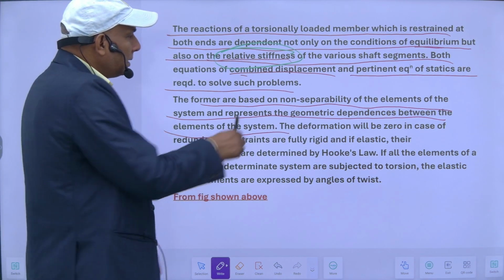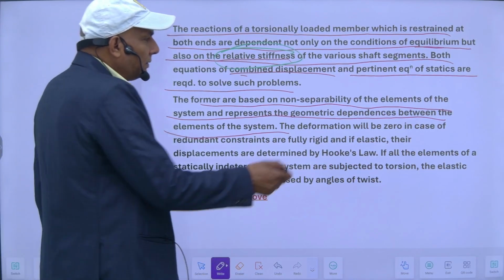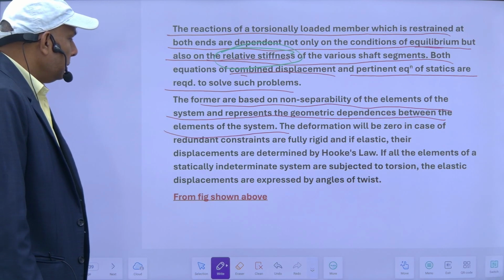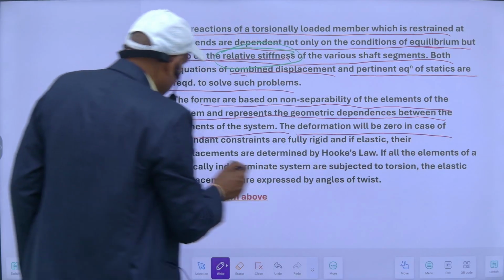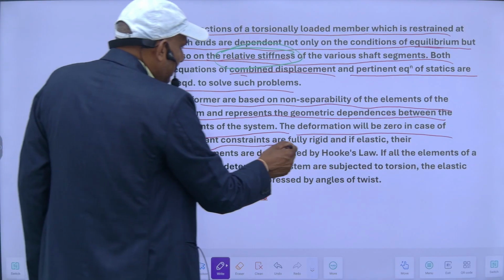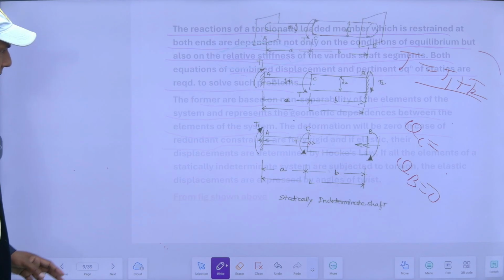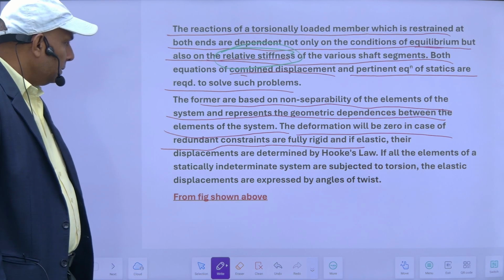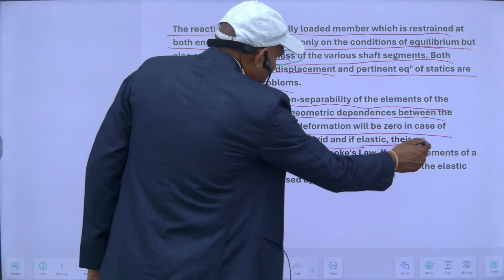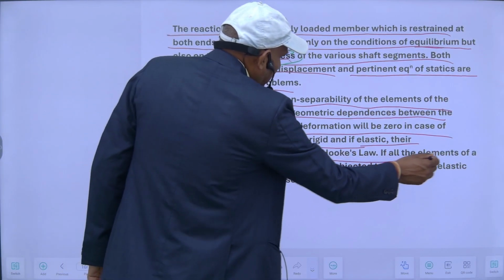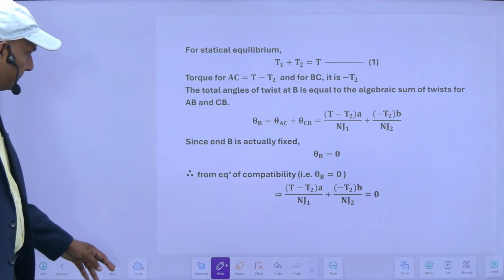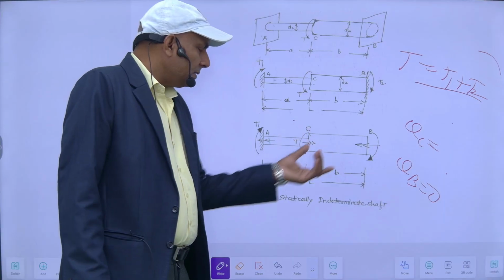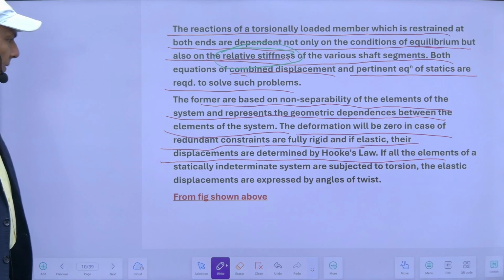So, this combined displacement is based on the non-separability of the elements of the system and represents the geometric dependence between the elements of the system. The deformation will be 0 in case the redundant constraints are fully rigid. Just like this case, both the ends are fixed, so my total angle of twist will be 0. And if elastic, then displacements are determined by Hooke's law. Suppose it is not fixed, then it will be the algebraic sum, theta of this plus theta of this. It will be determined by Hooke's law.